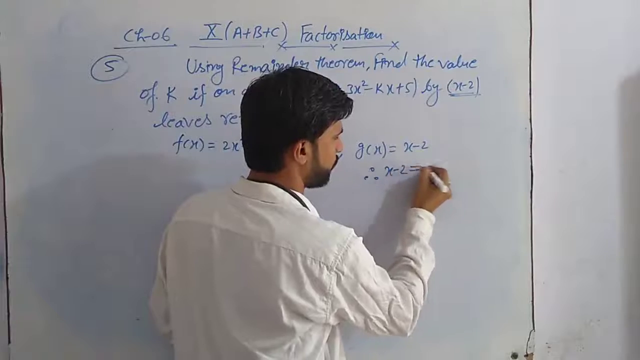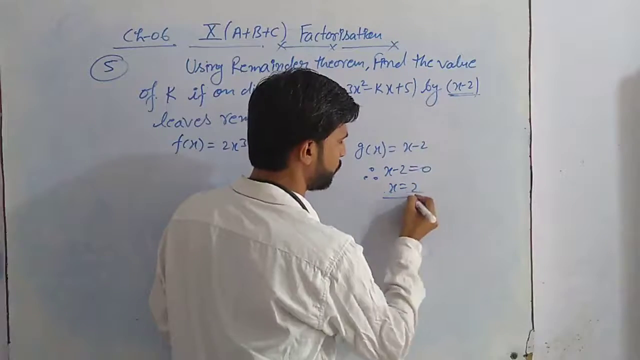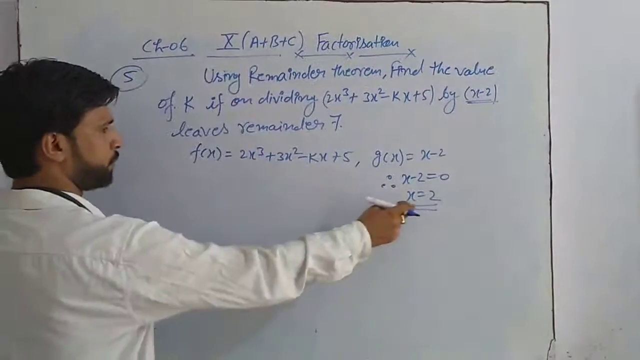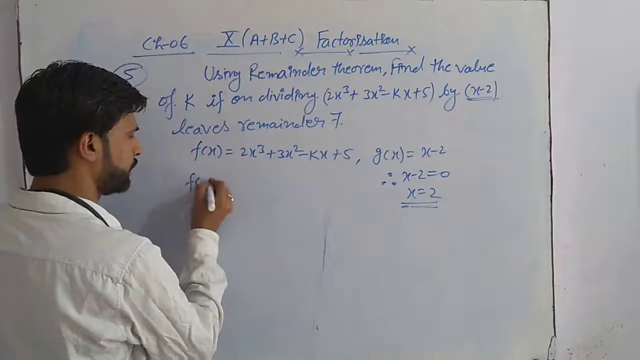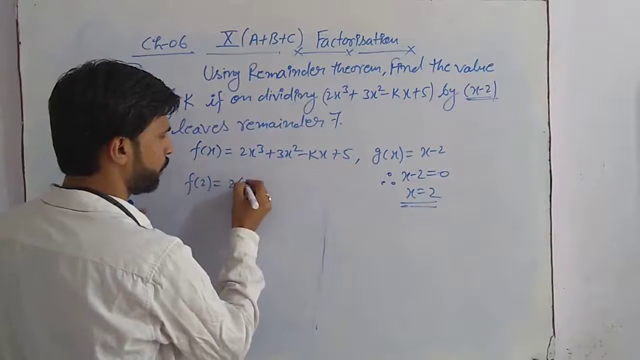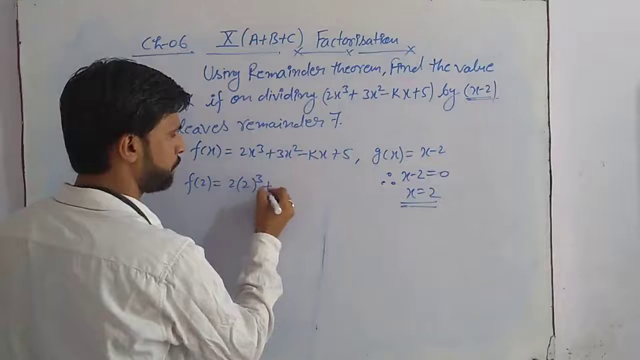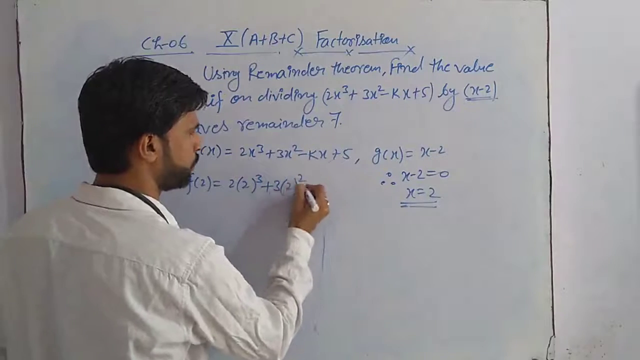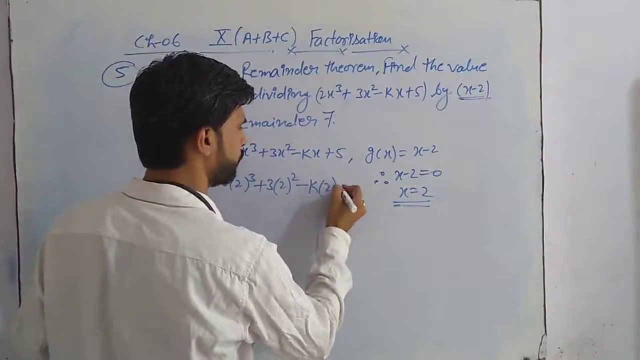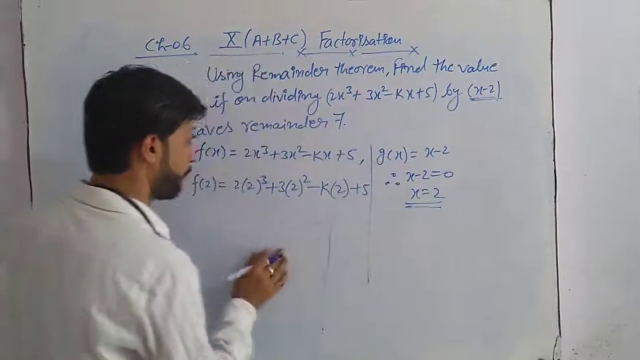Now consider the given function g(x) equals x minus 2. Since the function is divided by g(x), meaning x minus 2, therefore x minus 2 equals 0. Now x equals 2. Now putting the value of 2 in this function, we get 2 to the power 3 plus 3 to the power 2 minus k times 2 plus 5.